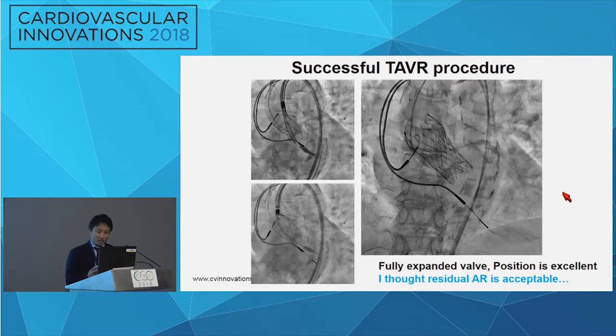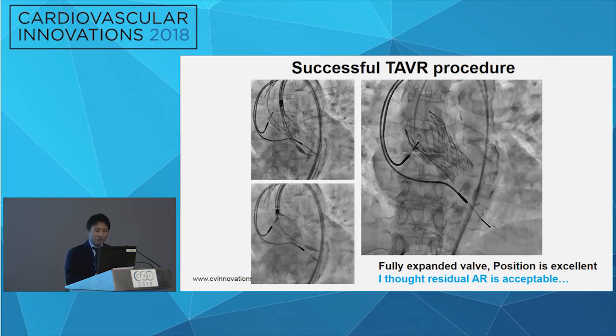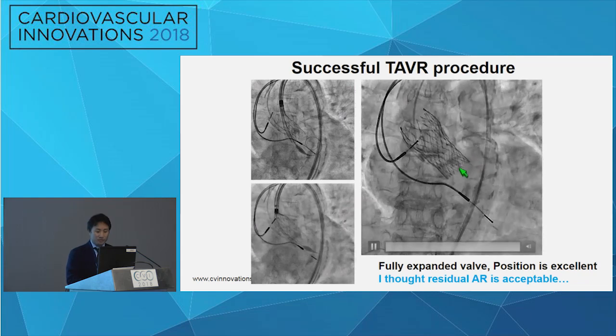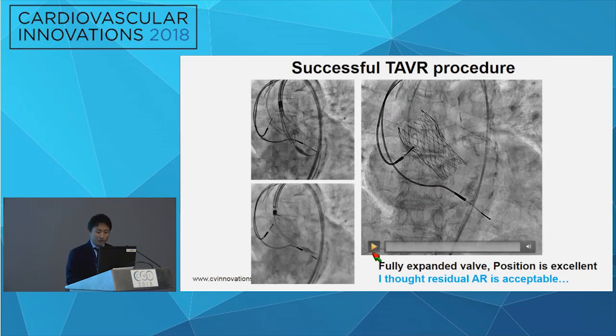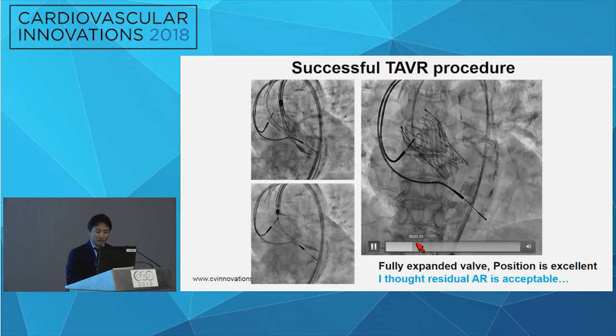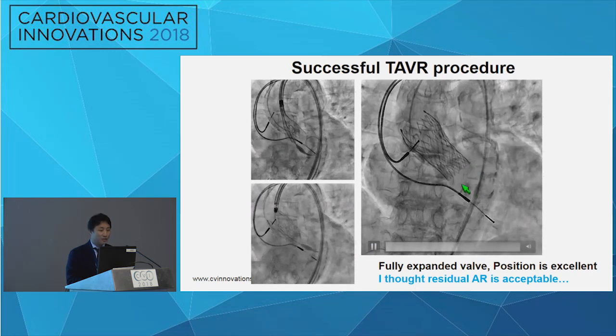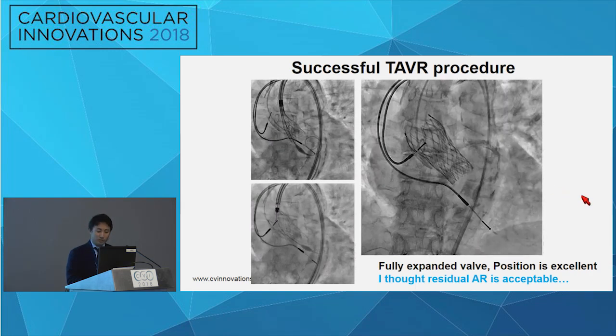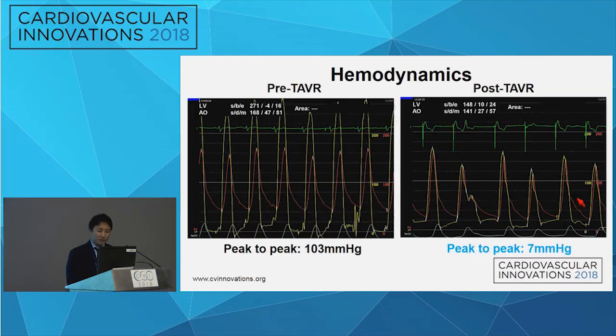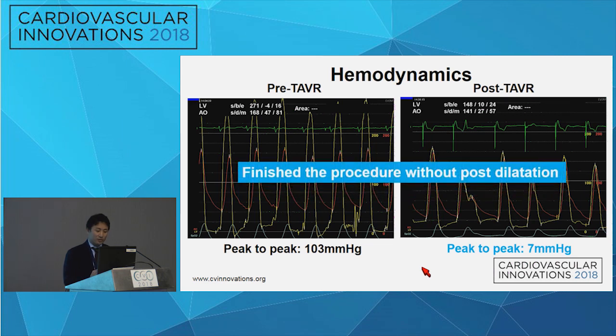And I think you agree, the valve is fully expanded, and the position is not excellent, but it's a good position. And I thought the residual AR is acceptable. We can see only mild aortic regurgitation on angiogram. And hemodynamics also identified a good decrease of the peak-to-peak gradient, and finally the peak-to-peak gradient is 7. So I finished the procedure without post-dilatation in this case.